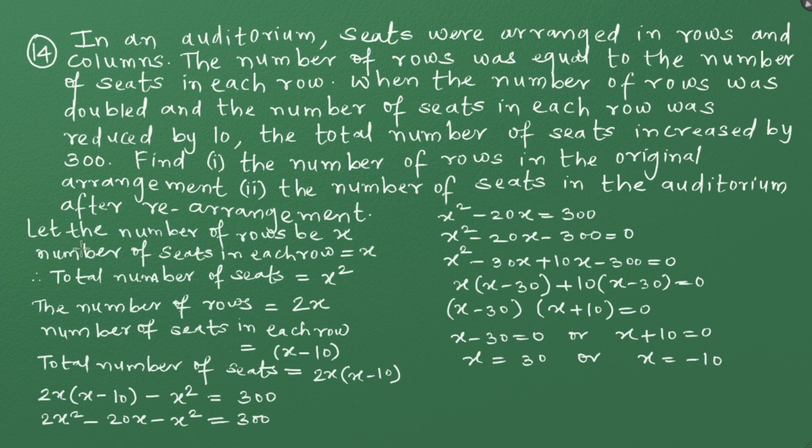Now the number of rows originally is x, so x cannot be negative. Therefore, the value of x is 30. So writing the answer for the first question, the number of rows in the original arrangement is 30.